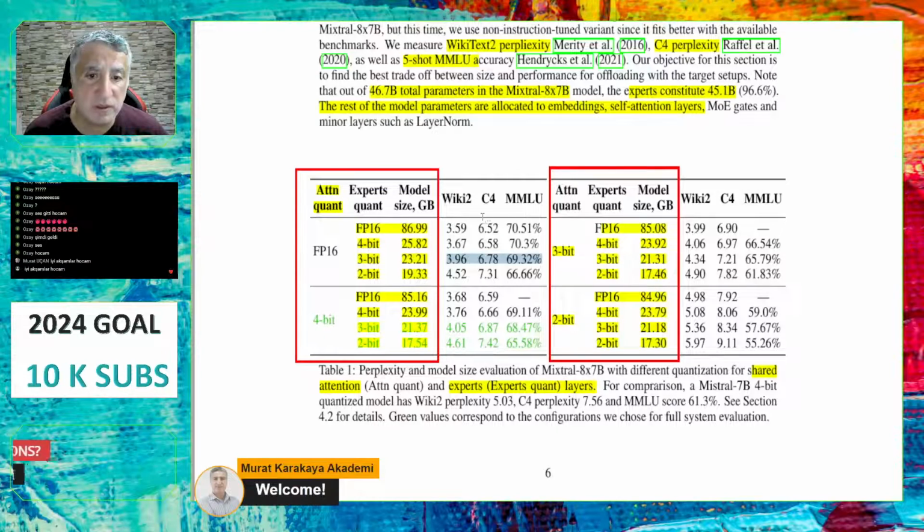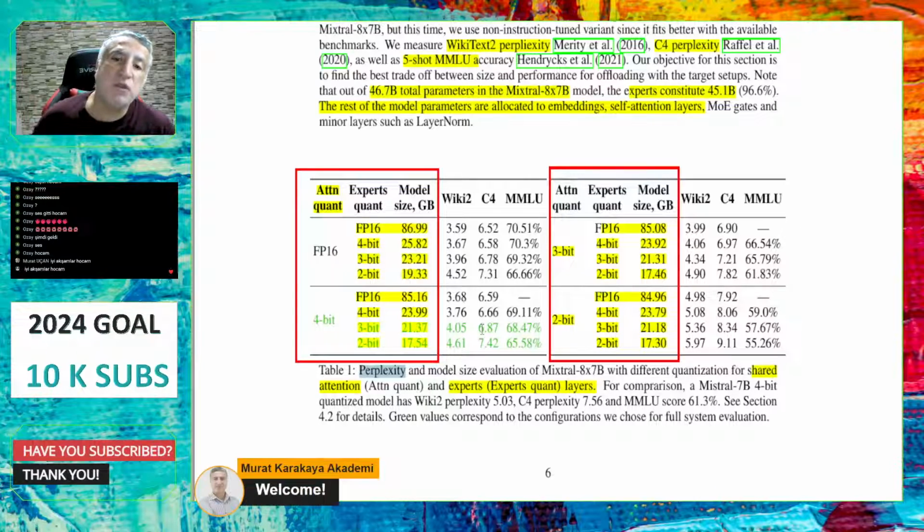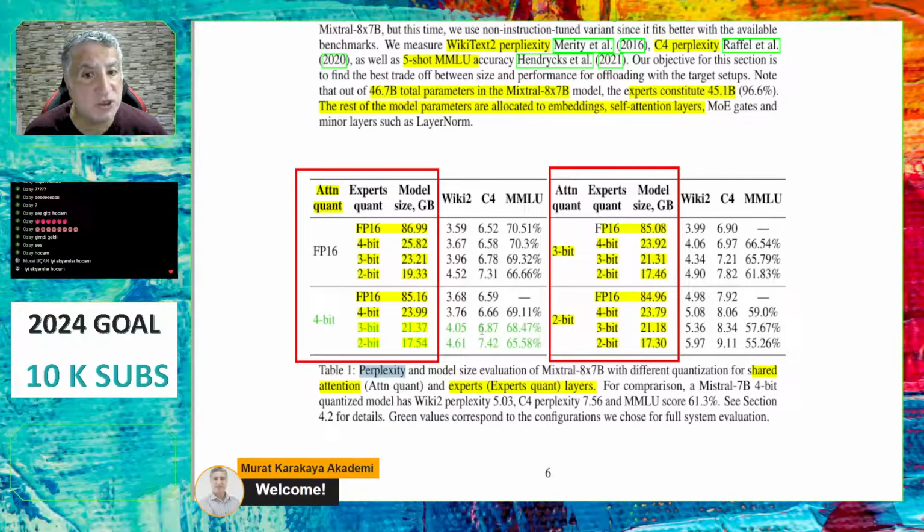Here they show the perplexity metric. What they try to show is that even using quantization and offloading, the perplexity of the model stays similar. The deterioration in the metric is negligible.